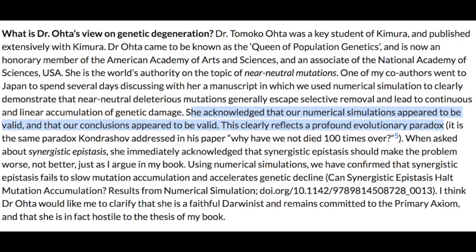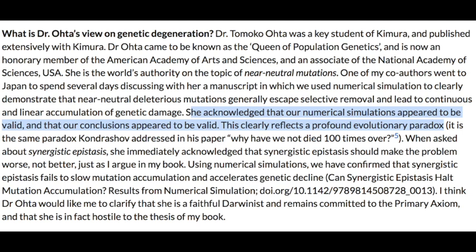I have multiple papers in front of me on what synergistic epistasis is, because we're throwing that term around and a lot of people might not know what it is. If we have a lot of mutations that are deleterious, which these population geneticists acknowledge, as they accumulate, what synergistic epistasis does is amplify these mutations, amplifying their deleterious effects.